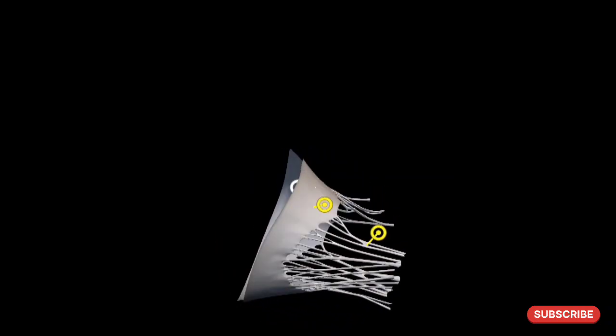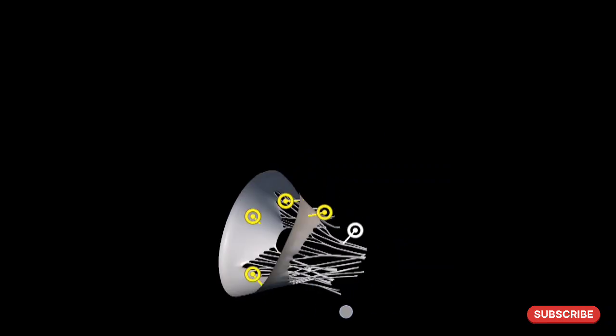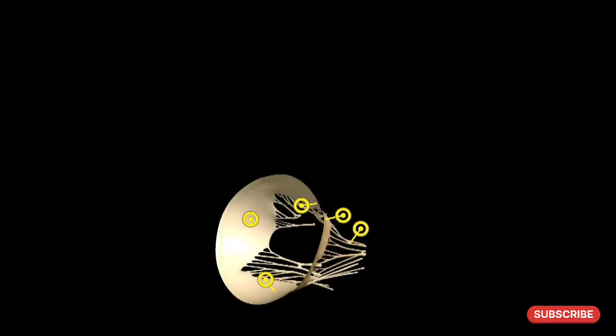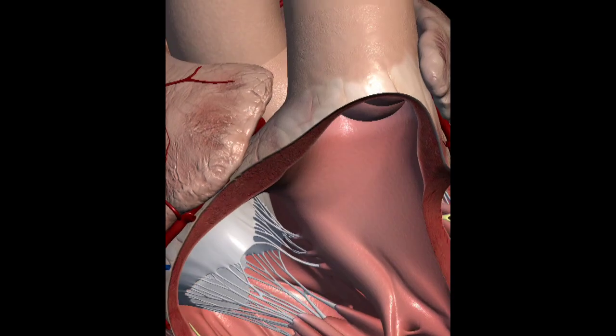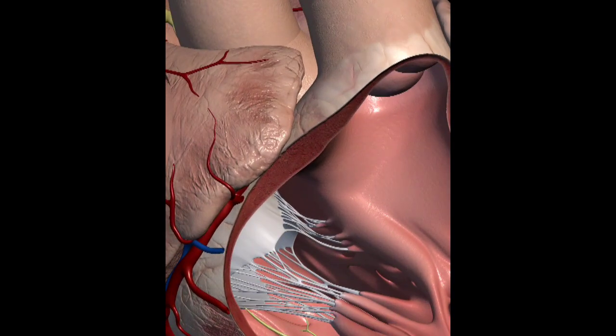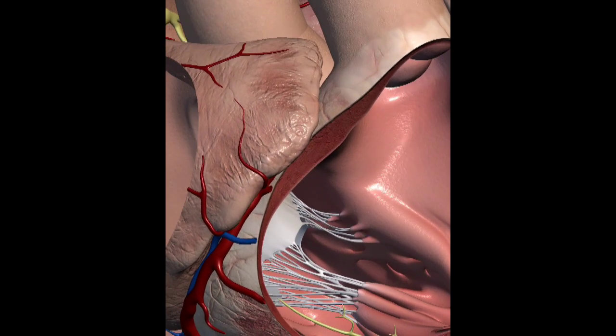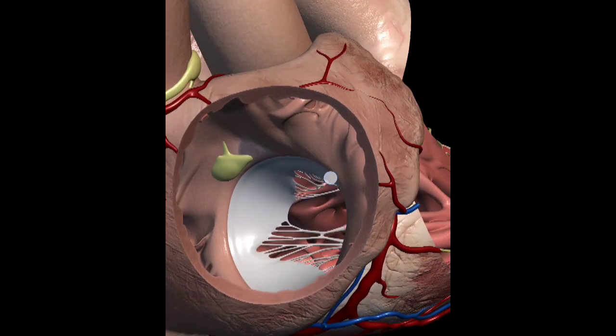These cusps are attached through chordae tendineae to the papillary muscles. So we will also see the papillary muscles. Here you can see the papillary muscles. This one is a papillary muscle, that is a papillary muscle, 3 sets of papillary muscles. There are 3 papillary muscles which are attached to 3 chordae tendineae, which are further attached to the tricuspid valve.